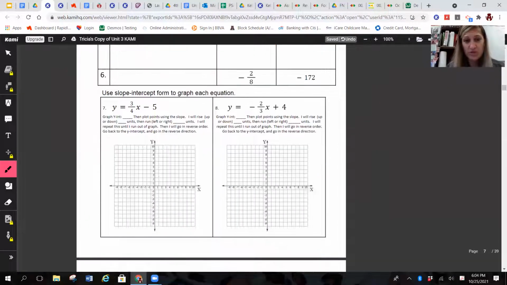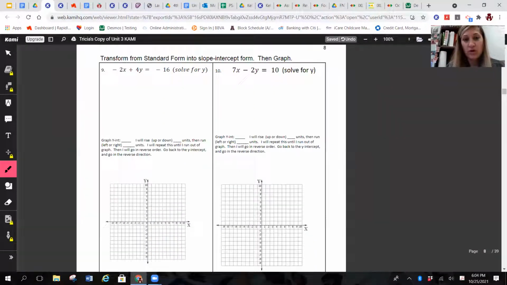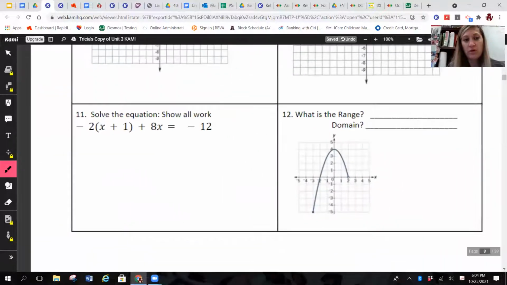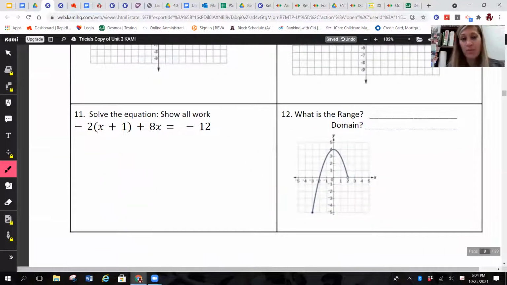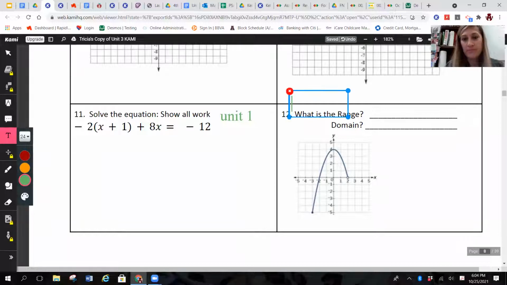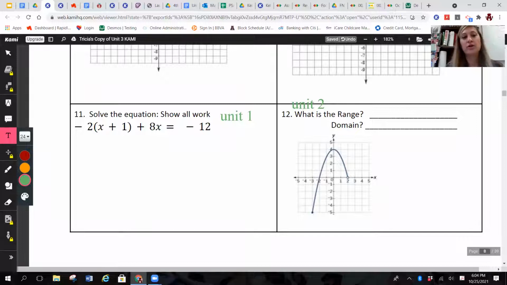You're going to do these 6 questions. You're going to graph 7 and 8. You're going to graph 9 and 10. And then you're going to draw on the memory of number 11. This is back from the Unit 1 packet. And this is back from the Unit 2 packet. Go back in your packet and look if you forgot how to solve an equation or what the domain and range of a function is.